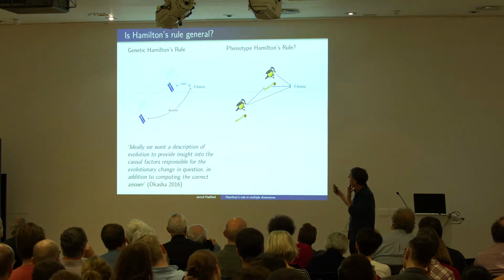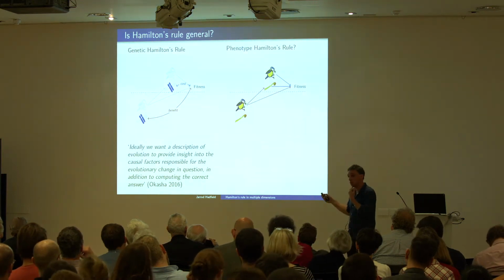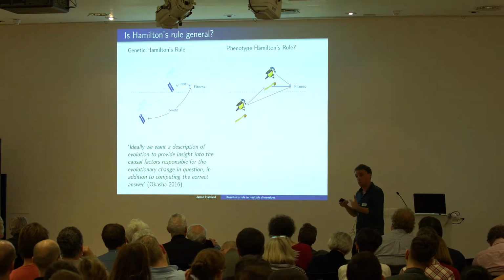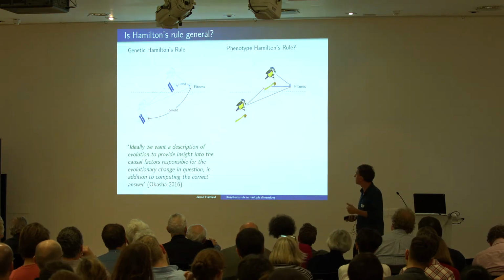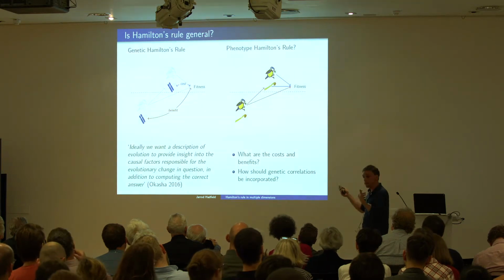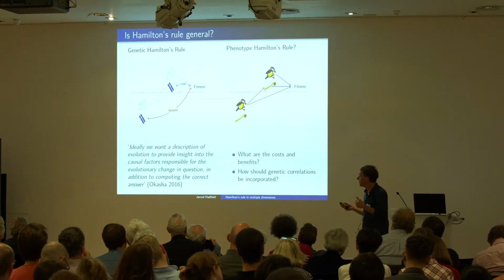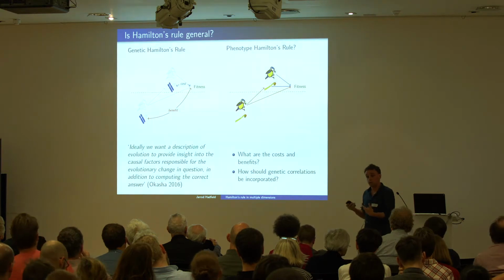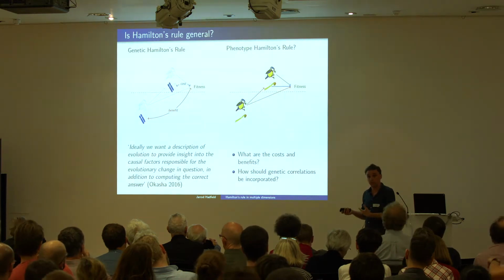So the question is, can we define a phenotypic Hamilton's rule that's simple for an IgE model? And if we can do that, how do we define costs and benefits in this sort of system? And how should we incorporate the genetic correlations between this pair of traits?